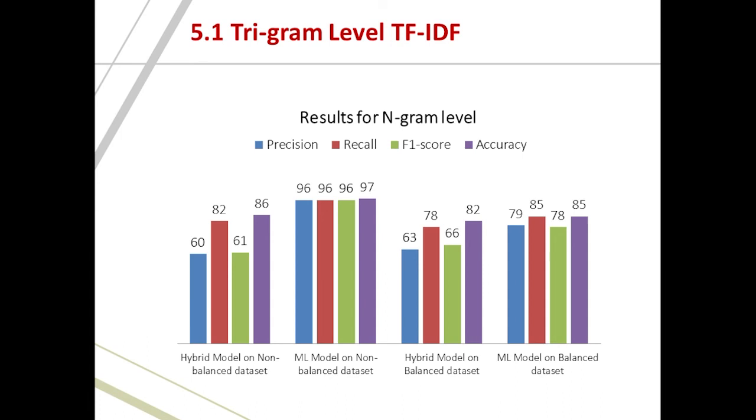As we can see, for the machine learning model, there is a little bit of difference between them, but overall it gives a good result. And when we compare the hybrid model on the balanced and non-balanced dataset, there are some slightly small differences between the results. But in general, it gives good results, and the highest accuracy achieved by the model is achieved by the machine learning model on the non-balanced dataset, where it achieved 97.